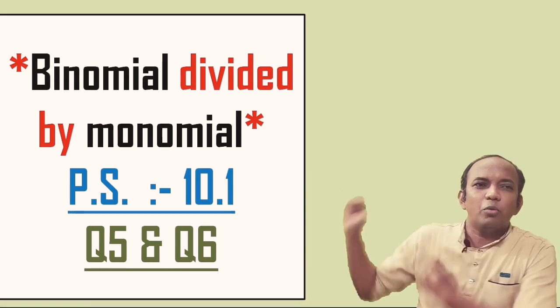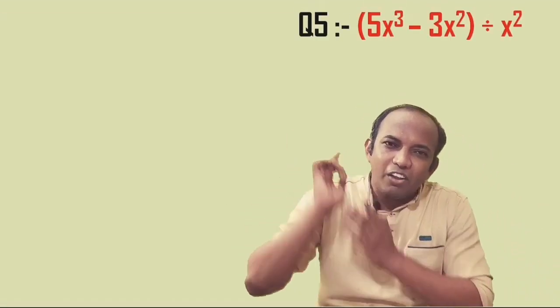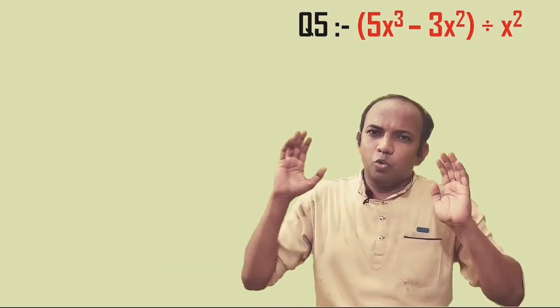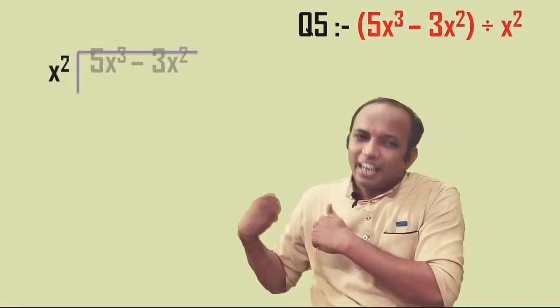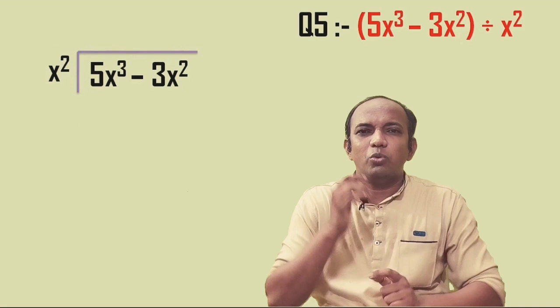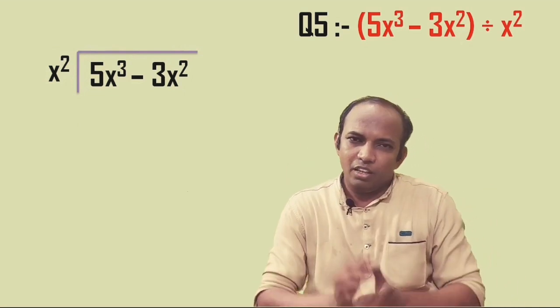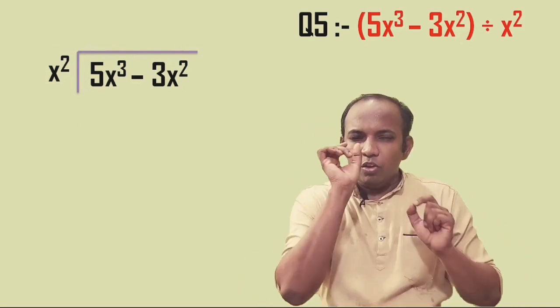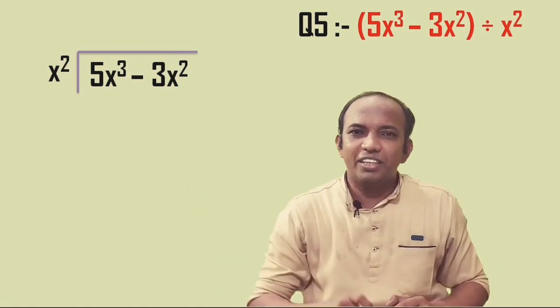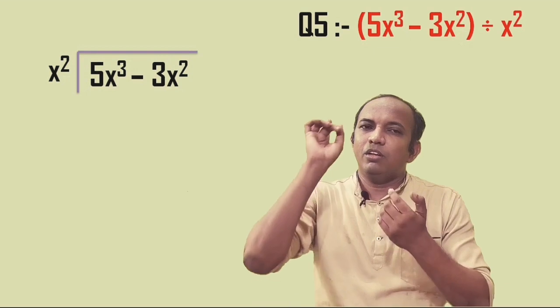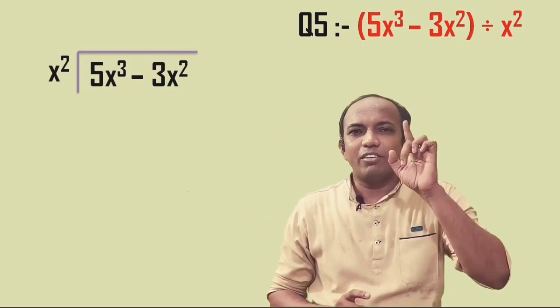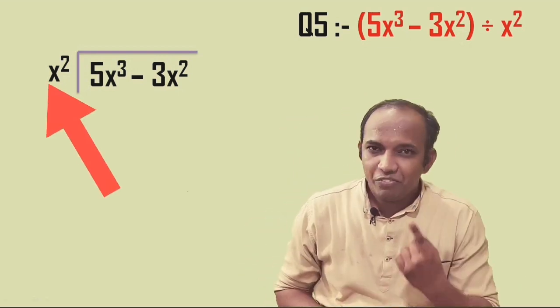So here is the next sum on the board, that is binomial 5x cube minus 3x square divided by x square again. Okay, after that, the dividend must be written inside of the division structure. Divisor x square will be written outside, and now let's begin the division. Very first, which is the first term of the dividend, that is 5x cube. We will focus only on that part. Okay, in the divisor we have number 1, right, as a coefficient.